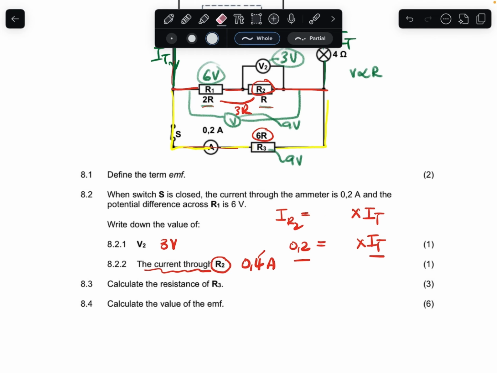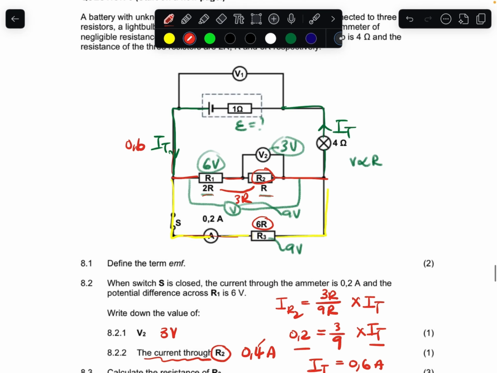I'm supposed to say 3R over 9R. So it's going to be 3 divided by 9. So we divide by 3 over 9. So it gave us 0.6. That's correct. So the total current here is 0.6. That means the current that came here is 0.6.